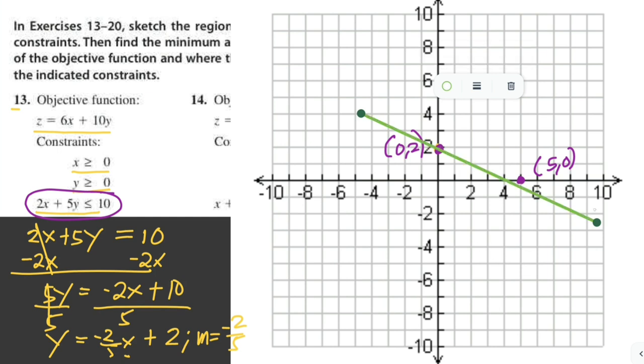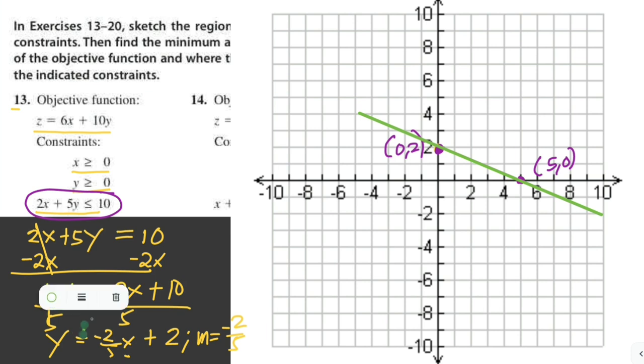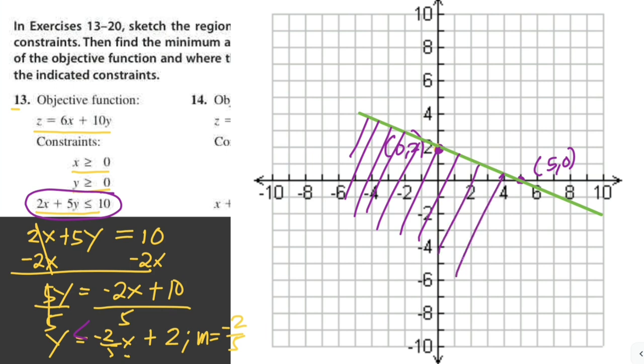Alright, so this is our line here. And then it says y is less than or equal to negative 2/5 x plus 2. So that means all of the points below this line. It says equal, so this one is solid.